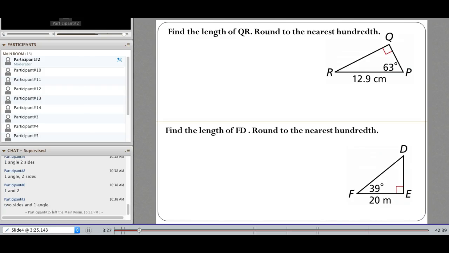Okay, so we left off here last time. We already did the first question on this screen, and so I'm going to start on the second question on this screen. Okay, and it says find the length of FD. So I'm going to put an X on FD to show that's what we're looking for. At the end, we're going to round to the nearest hundredth.